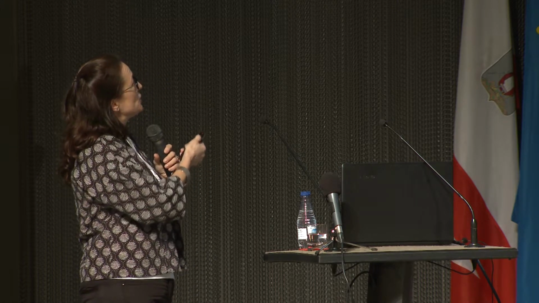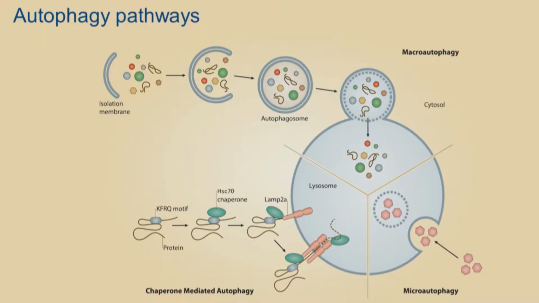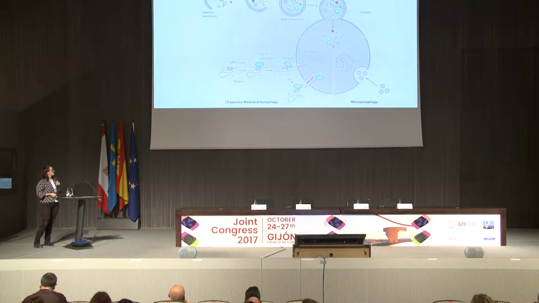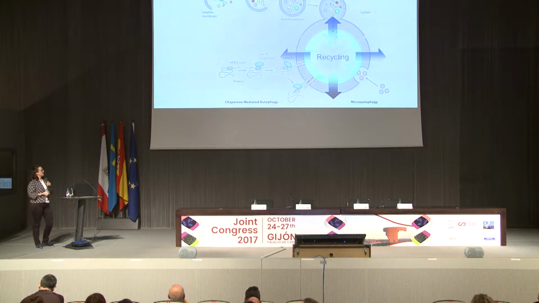The best known pathway, the one I'm going to be talking about today, is macroautophagy. This process starts with the formation of a double membrane that closes and engulfs parts of the cytoplasm, including whole organelles, and this autophagosome will fuse with the lysosome. During microautophagy, contents are directly translocated inside the lysosomal lumen, and chaperone-mediated autophagy is another selective pathway where proteins that harbor a specific motif are targeted to the lysosome. Inside lysosomes, the material will be degraded and, most importantly, recycled and returned to the cytoplasm to sustain cellular functions.